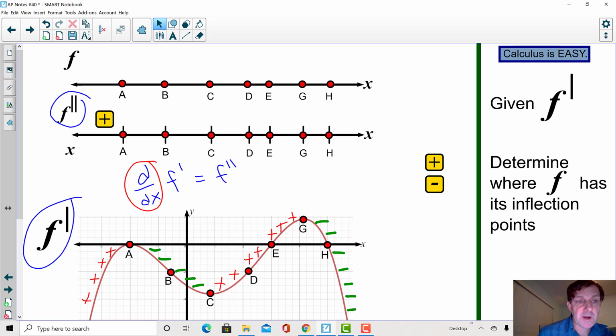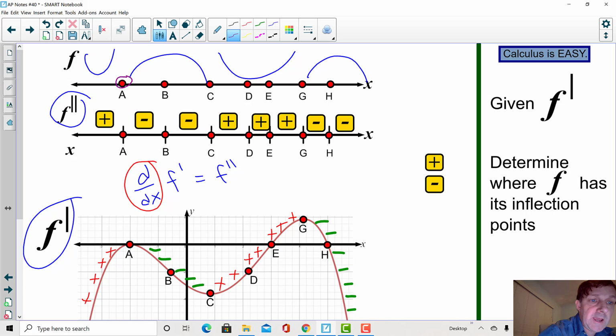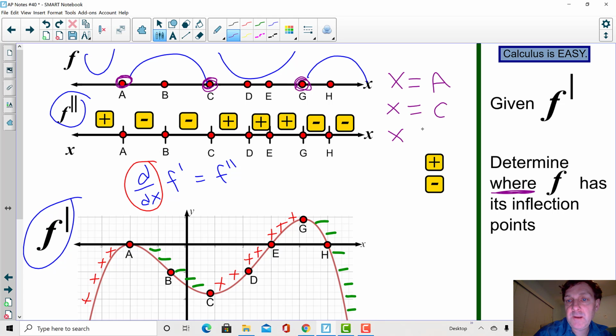Our second derivative is going to be positive before you get to A, and then negative until you get to C. Then positive until you get to G, and negative afterwards. Okay, if we just pay attention to the concave up and concave down part, our original function will be concave up, and then concave down, and concave up, and then concave down. So our inflection points are going to occur at x equals A, C, and G. And again, the question just asks, where does f have its inflection points? So they just want the x values. So our final answers are going to be x equals A, C, and G.